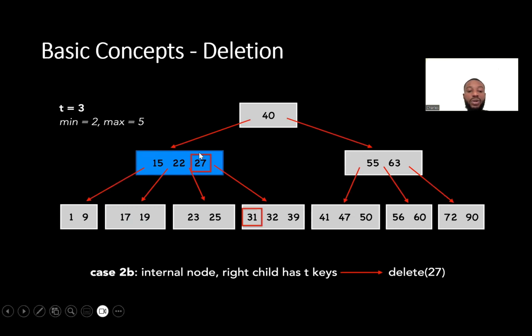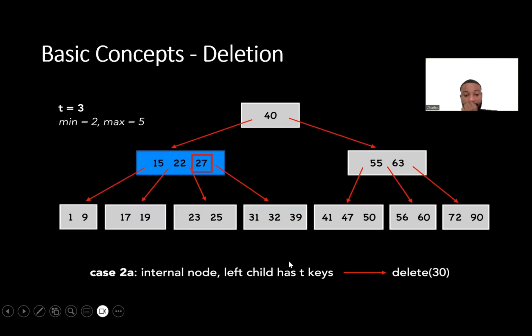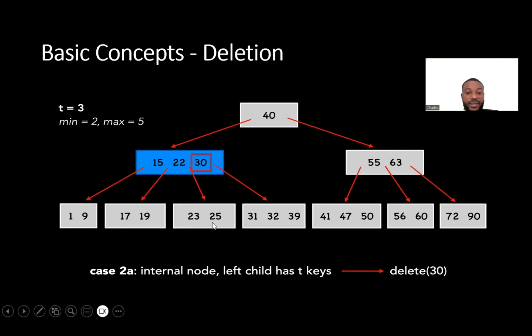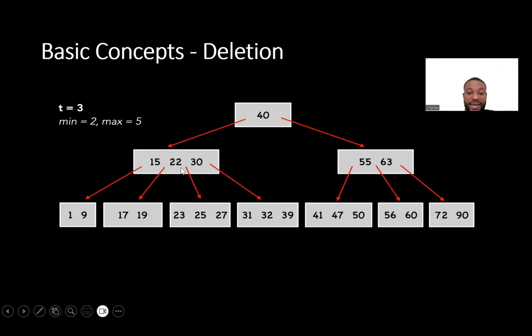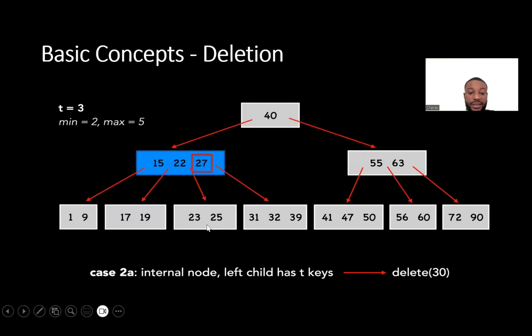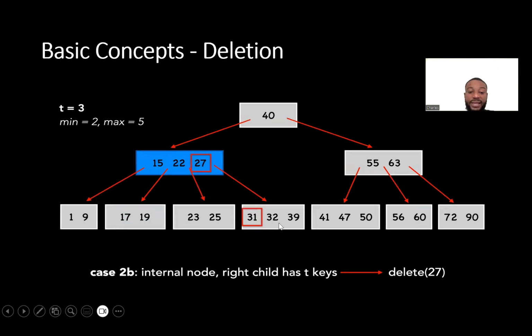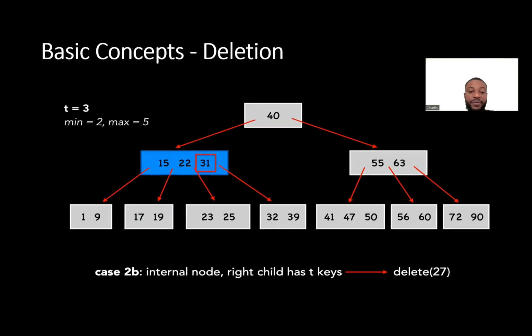Now, in case you want to delete 27, there's another case where the right child has t keys. This case was where the left child has t keys. So this case is where the right child has t keys. If you want to delete 27, we replace it by the successor, which is 31, and just take it off.